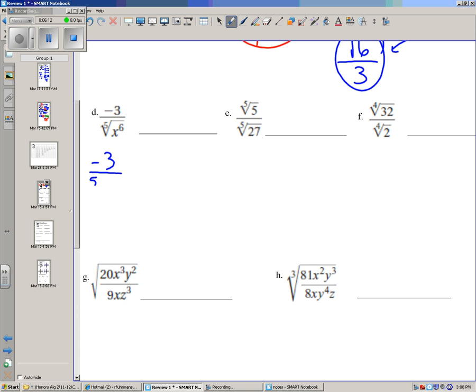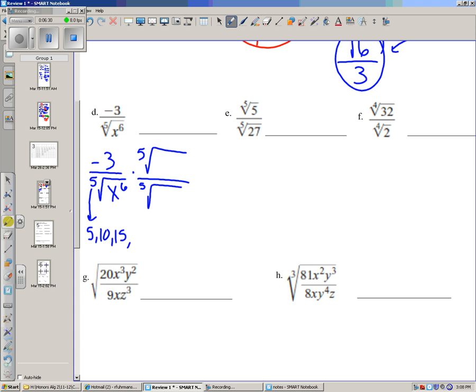So my goal is to build x to the 6th into an exponent that 5 can go into. And if I think about the numbers that 5 can go into, 5 can go perfectly into 5, 10, 15. So I'm going to pick the first number after 6 in that list of 5, 10, 15, the smallest number after 6, which is 10. And this is how many x's I need in the denominator. So I already have 6, I just need to get 4 more.